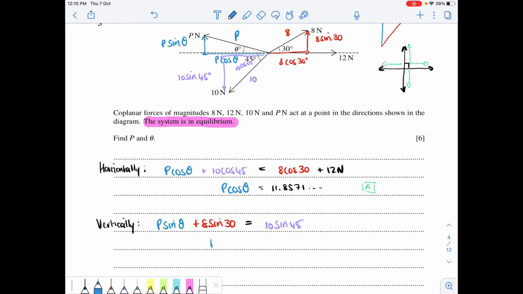Just like before, I want to isolate my two unknowns. So we'll take 10 sine 45 minus 8 sine 30, and we're going to get 3.071, etc. Again, I'm not interested in the value. We're going to store this on our calculator. Okay, so I have both my values now stored in my calculator for later on.